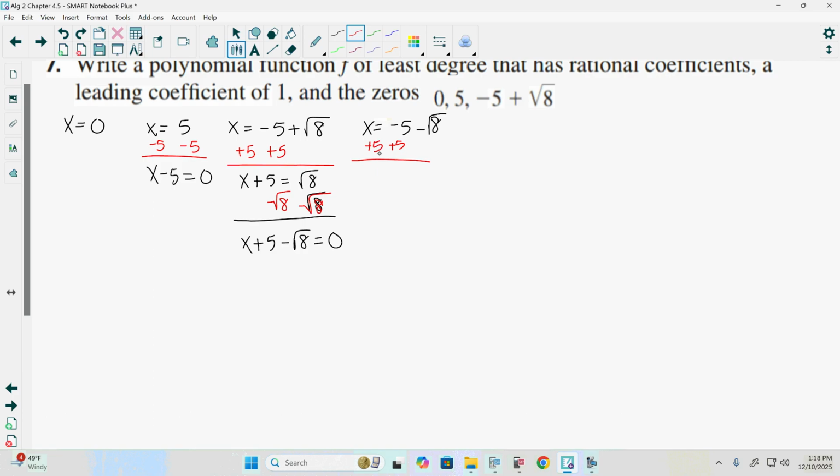Then our last one, we would do almost the same thing. We would start out by adding 5 to both sides, but instead of subtracting the square root of 8, we have to add. And I think if you notice, our factored form of our conjugates is almost the conjugates, flipping the sign in front of the radical.